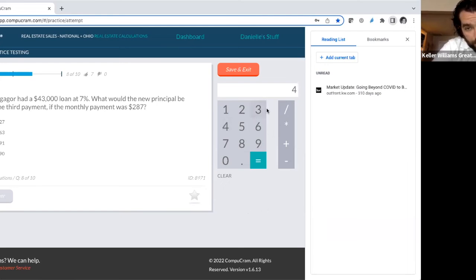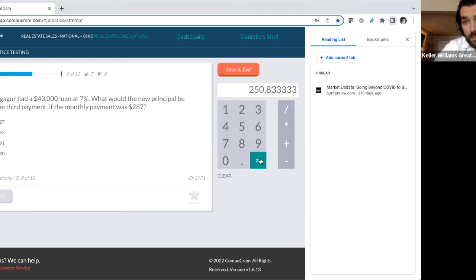So, $43,000 loan at 7% interest. The first thing we're going to do is calculate our total interest due annually by multiplying that by 0.07. That gets us to $3,010 in annual interest. We're going to divide that by 12 because our monthly payment is in months, so we need our interest in months. That means $250.83 each month is going to interest.